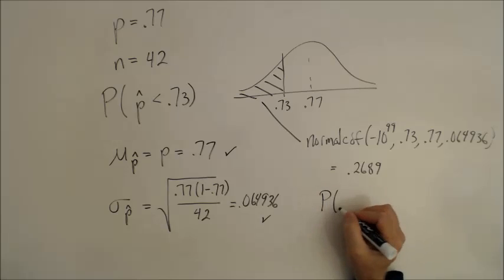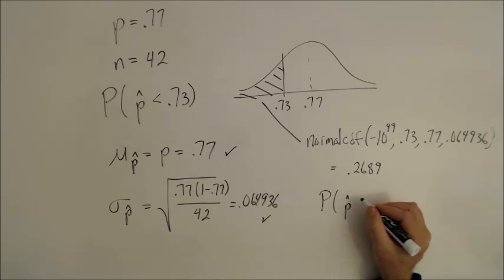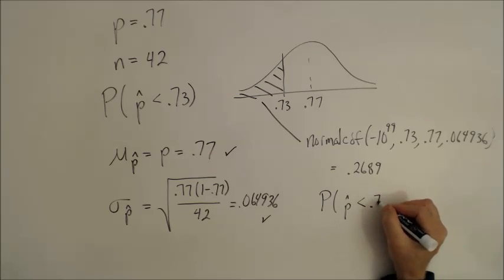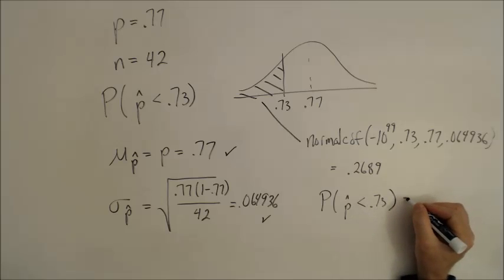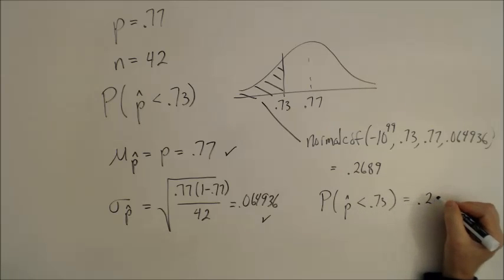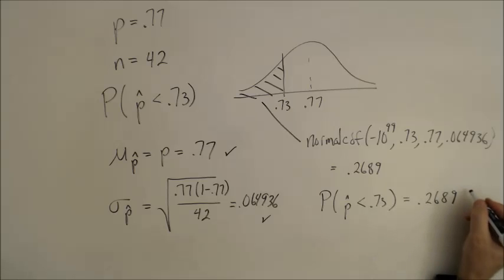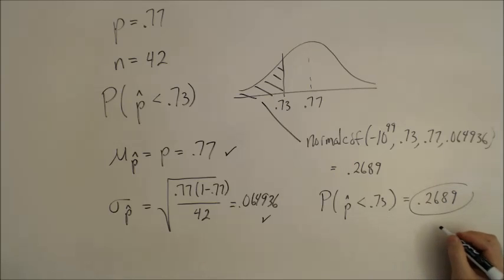Thus, our probability of observing a sample proportion less than 73% is approximately 26.9%. That's the probability we're asked to find. That completes problem number 5.